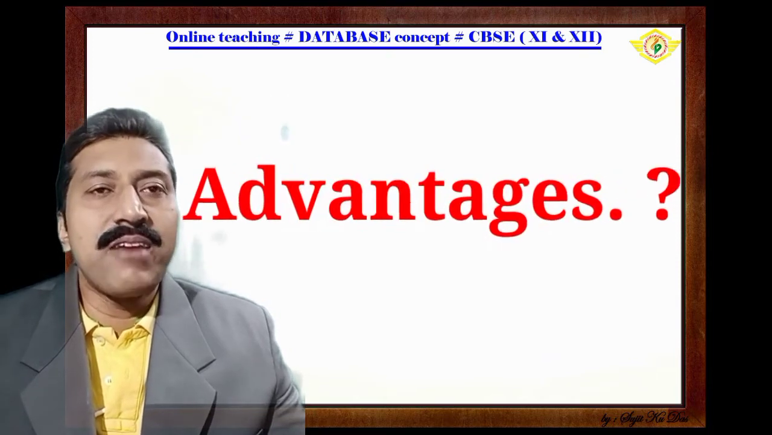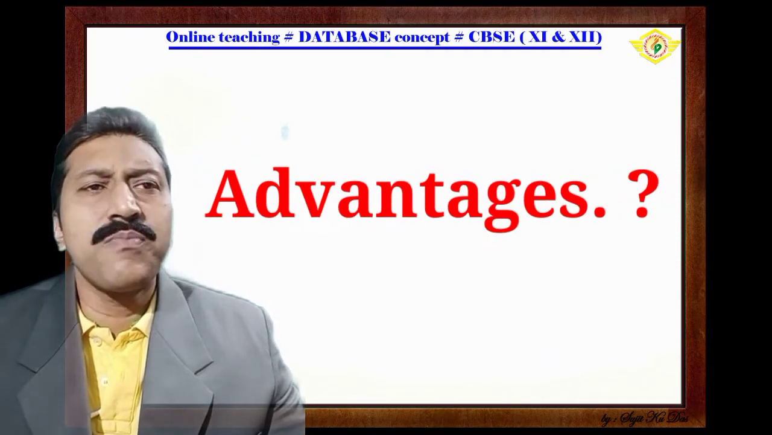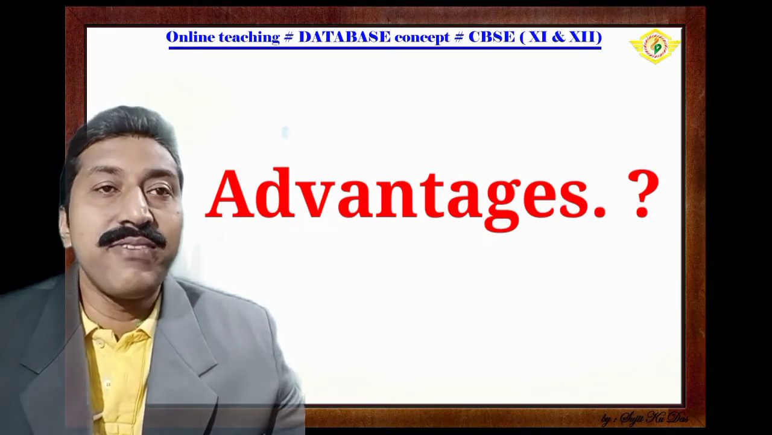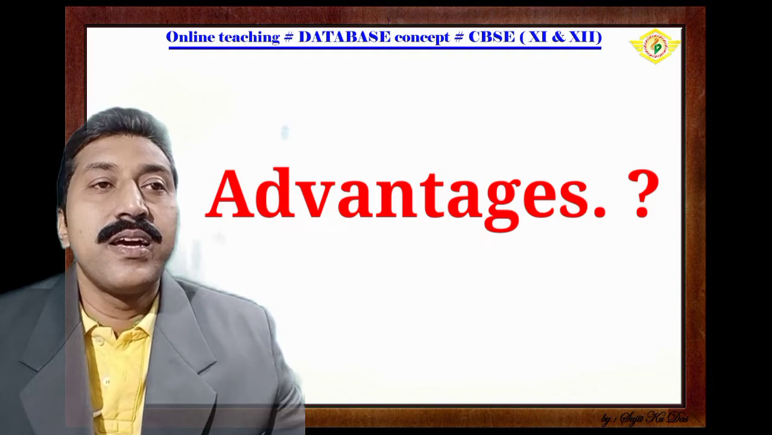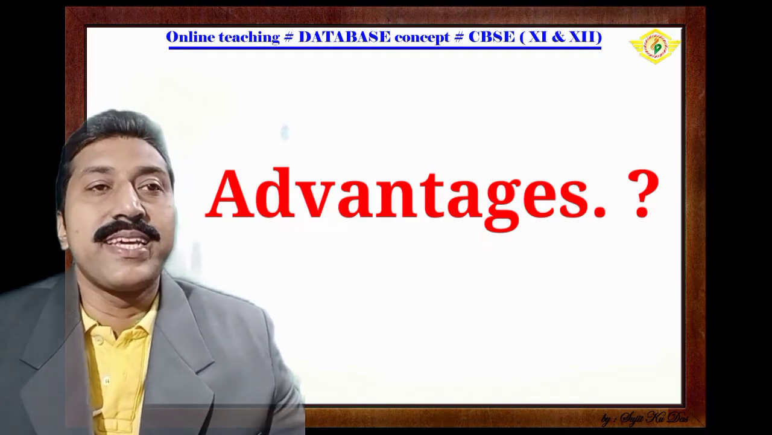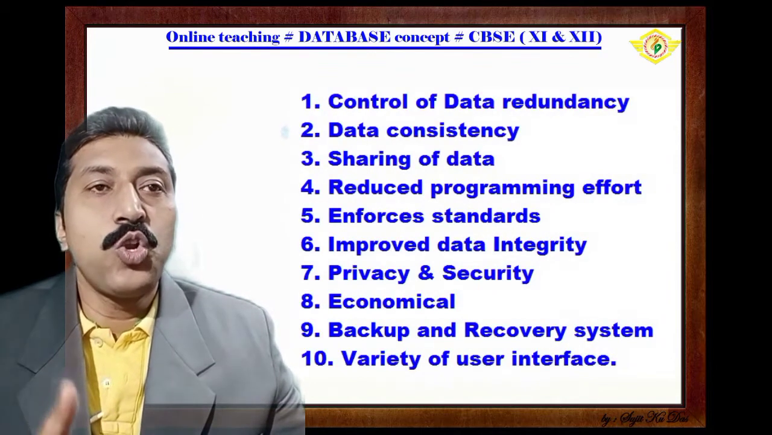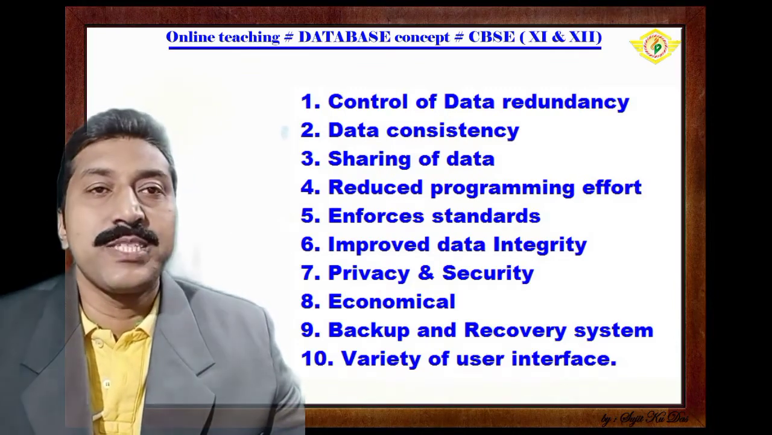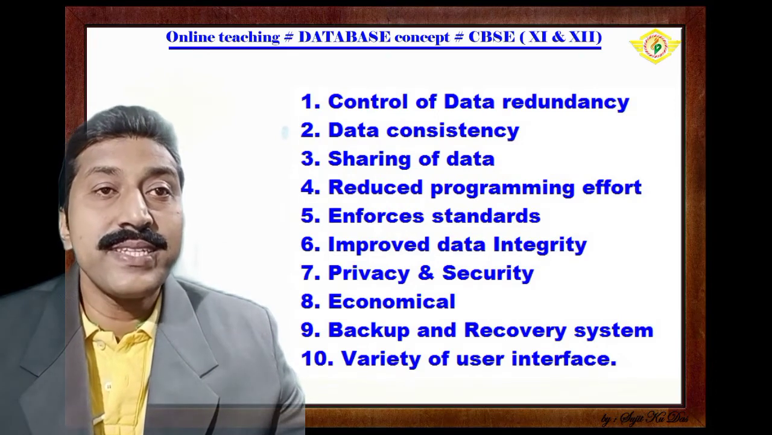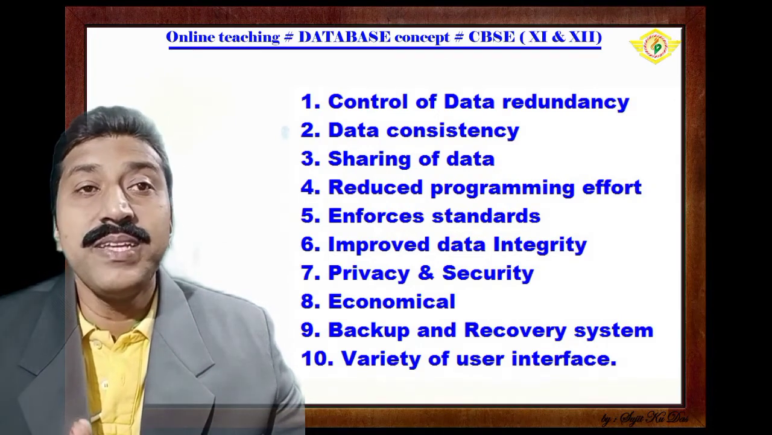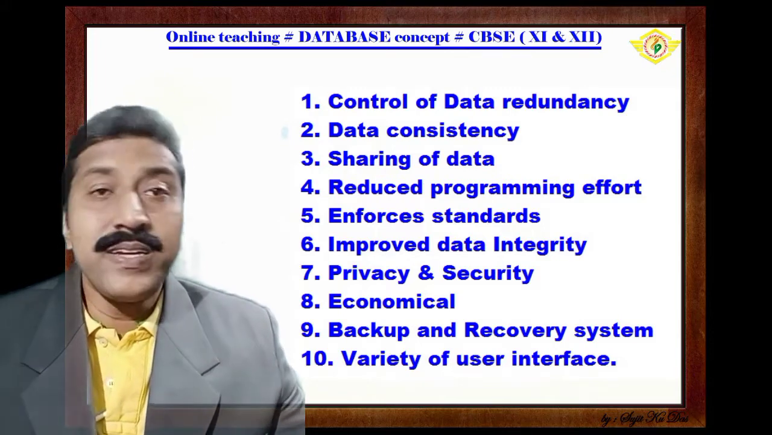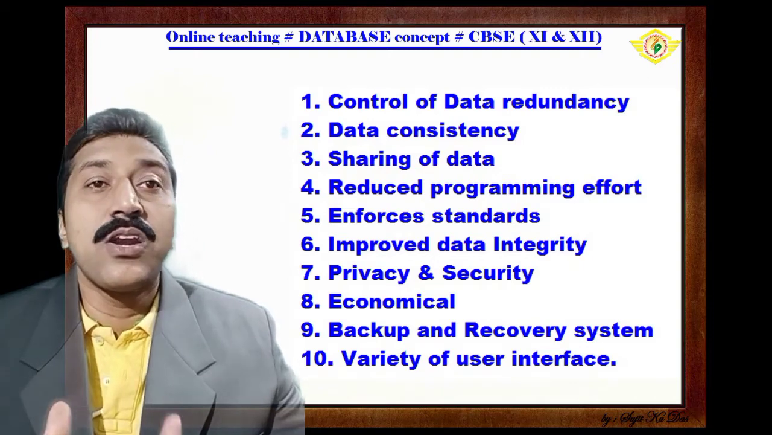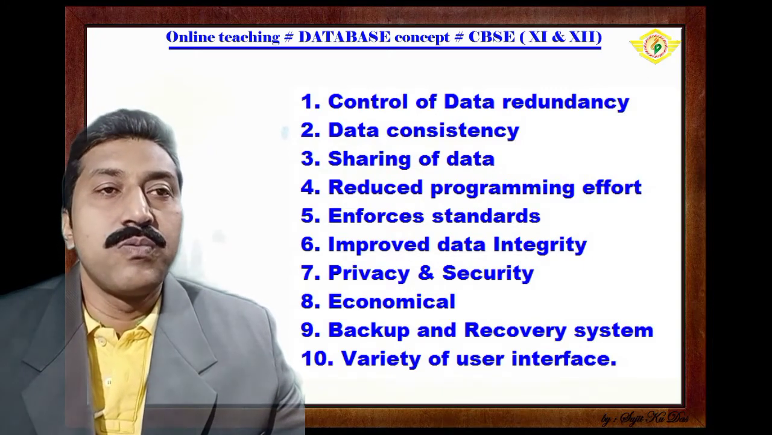Let us discuss some advantages of the DBMS. Apart from the various salient features described, a DBMS has several advantages over traditional data processing techniques. Number one, control of data redundancy. Duplication of data leads to wastage of storage space. A DBMS eliminates that redundancy. Redundancy means duplication of data; by integrating the files, multiple copies of the same data are not stored.